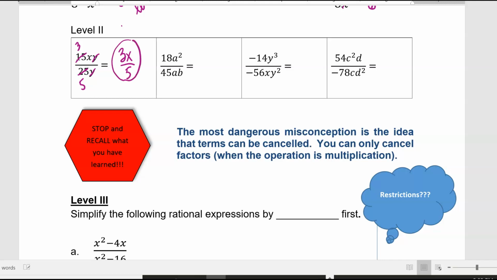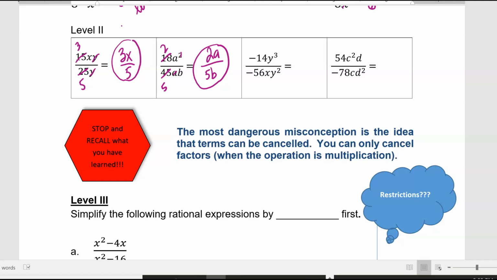So again, pause the video, see if you can work these out and get the right answers before I explain. So we have 18/45. Definitely 9 can go in both of those. So 2 here, 5. But notice we have a common factor of a, top and bottom. So that's going to leave us with 1a in the numerator, but no a's in the denominator. So we have 2a over 5b for that one.